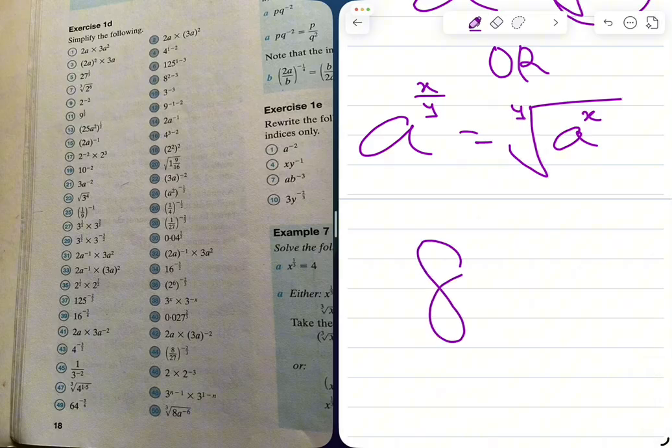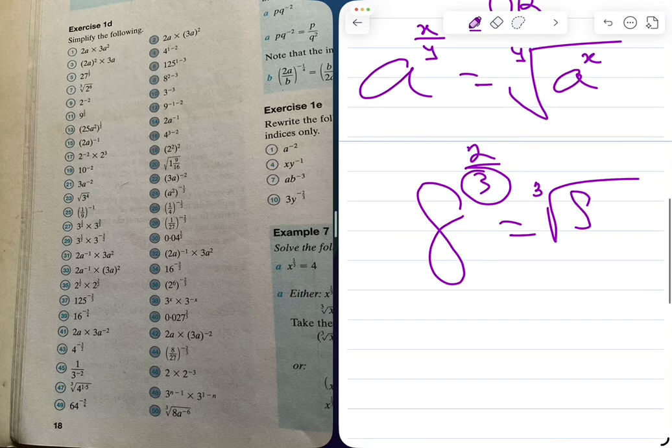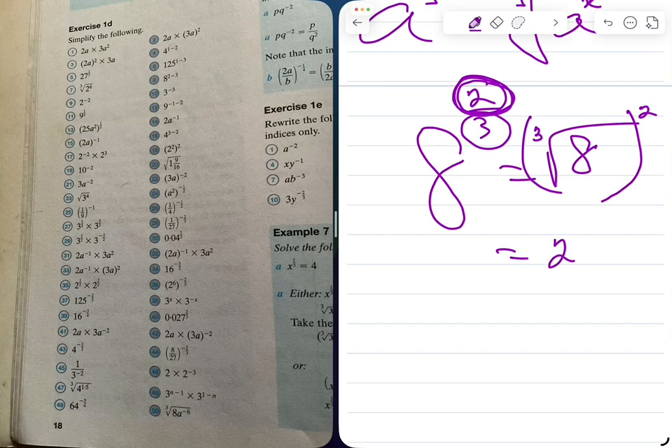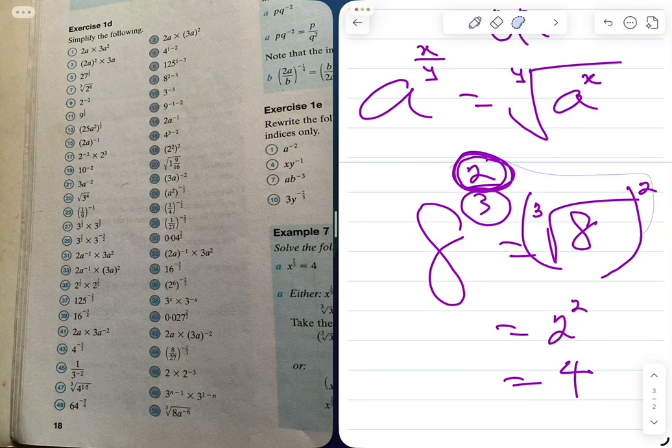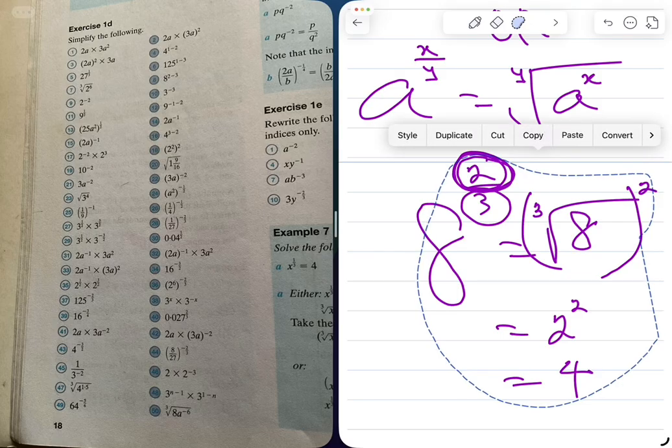If I write 8 raised to power 2 over 3, that simply means put the root sign, the denominator of the power is what you put here, that means the cube root, and you put the 8 under the root and raise the whole of that to the numerator of the power, which is 2. So this simply means cube root of 8 raised to power 2. The cube root of 8 is 2, and 2 raised to power 2 is 4. And that's it. Very, very simply.